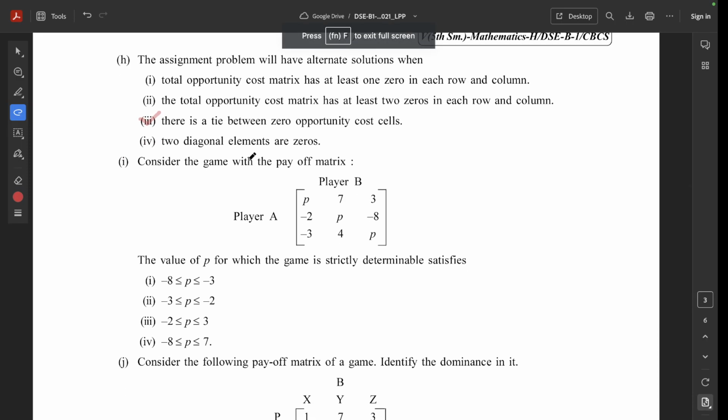Question I. Consider the game with the payoff matrix this: player A is the maximizing player and player B is the minimizing player. The matrix rows are 7, 3, minus 2, P; minus 8; minus 3, 4, P. The value of P for which the game is strictly determinable satisfies, the correct option is 3: minus 2 less than or equal to P less than 3.